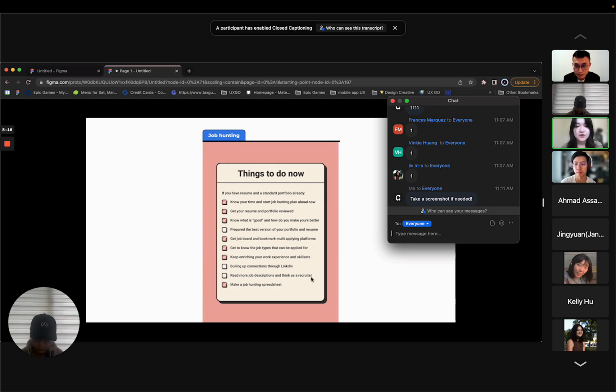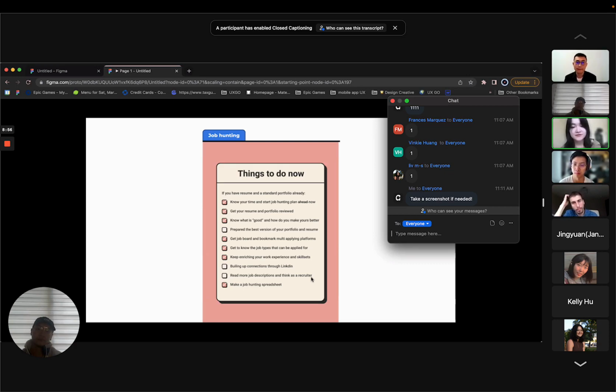Another thing is to get your resume and portfolio reviewed. That's a super important step. You don't want to just apply to a ton of jobs but feel super unprepared. Getting your resume and portfolio reviewed by coaches and peers is super important as the first step. You already know how your current resume looks to most people or to recruiters, because you need to know what is good and how to make yours better. Knowing what a good portfolio is, is super important.